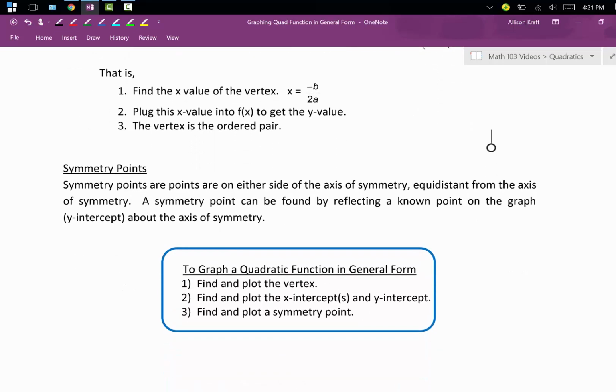Symmetry points are points on either side of the axis of symmetry equidistant from the axis of symmetry. A symmetry point can be found by reflecting a known point on the graph, I like to use the y-intercept, about the axis of symmetry. So to graph a quadratic function in general form, we're going to start by finding and plotting the vertex. We'll find and plot the x and y intercepts. We'll find and plot the symmetry point, and then connect our points to create our parabola.